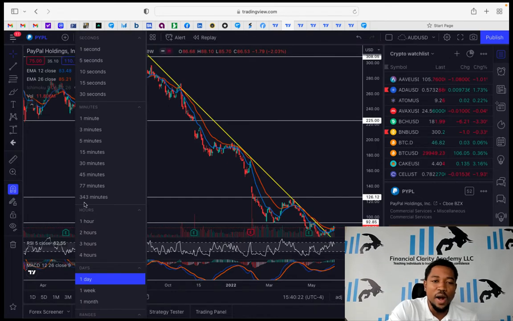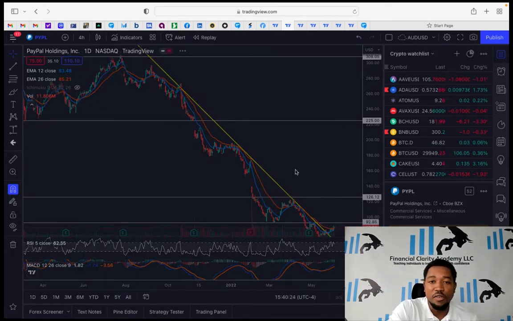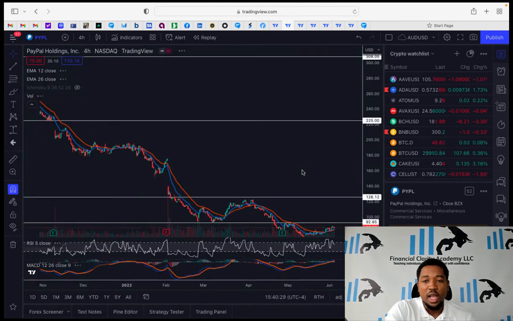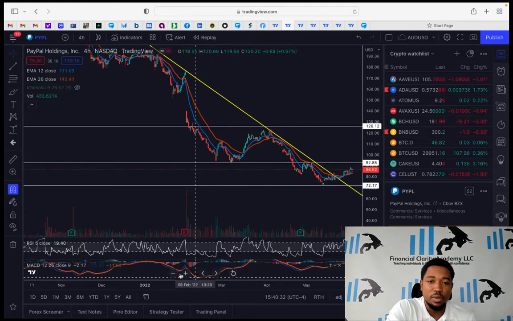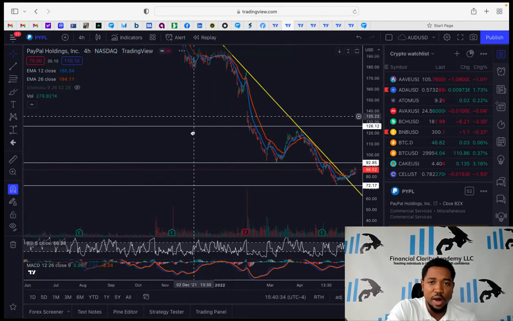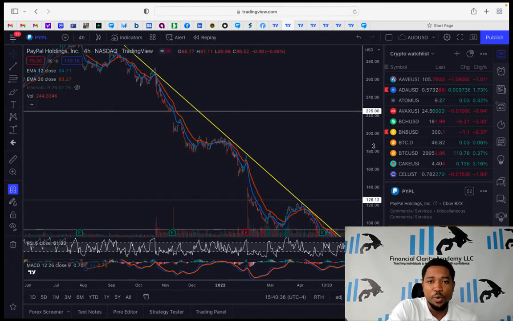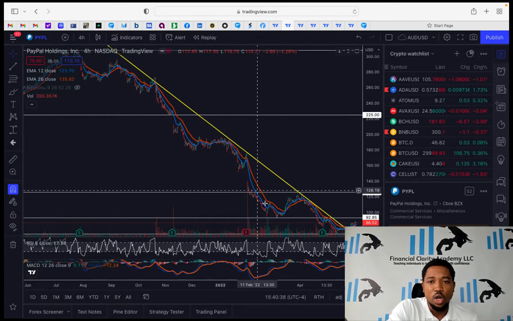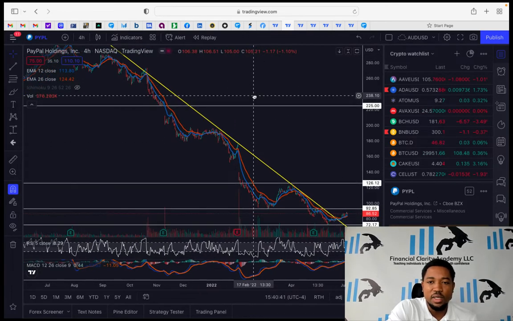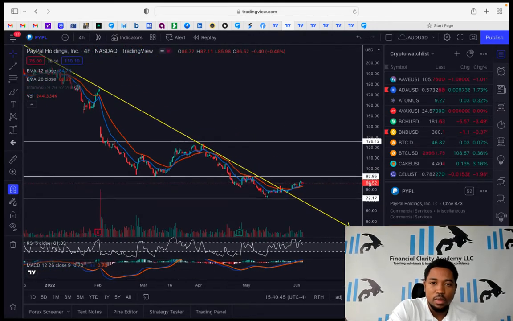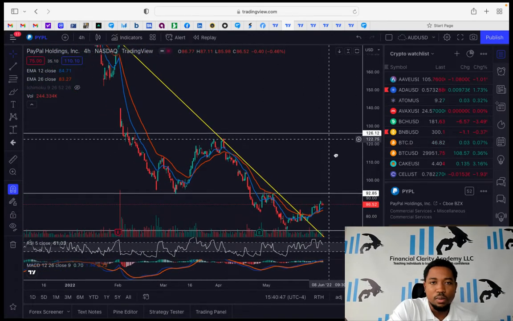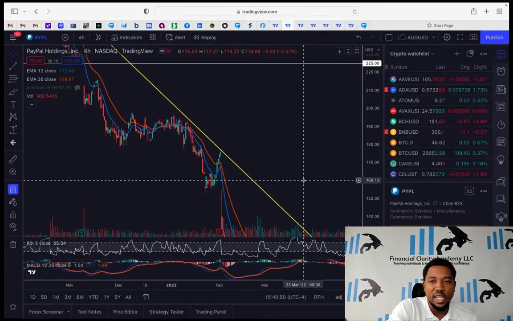Let's go on the 4 hour to show you how it looks different. It looks a lot different on the 4 hour. And I'm just trying to make this video quick, get straight to the point as possible. It looks way different on the 4 hour because you have a lot more candles to work with. So you can see lower lows, lower highs. Let me zoom in. There we go. Lower lows and lower highs. So the market's trending down with PayPal.